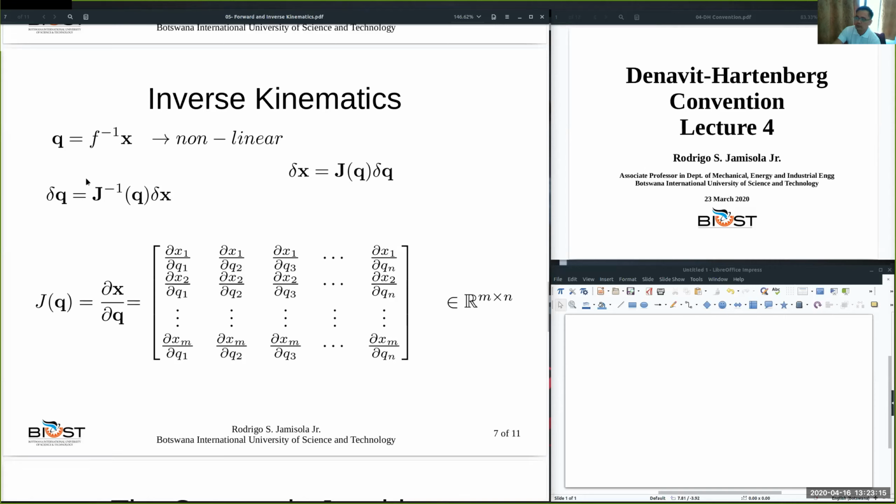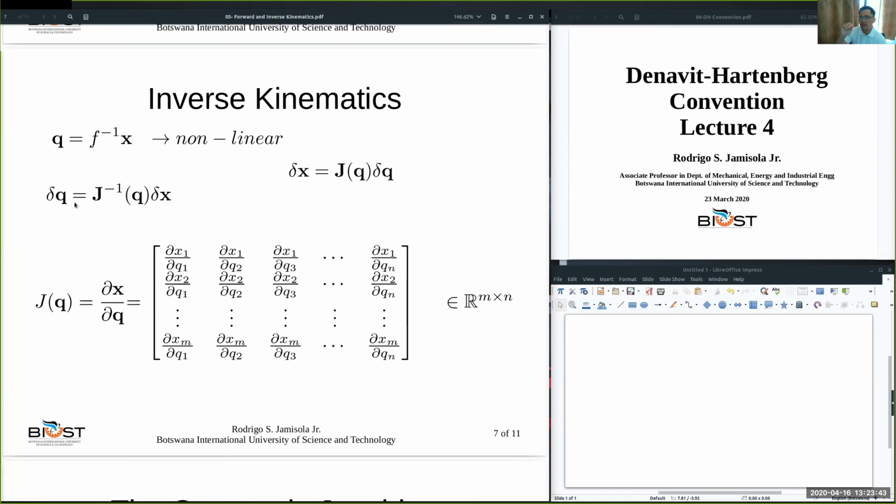And if we solve for the inverse kinematics linearity equation, so we just take the inverse of J(q) on the other side, assuming that J(q) is square. So we can take the inverse. If it's not square, we can take the pseudo inverse. And we have now the delta q. So the incremental movement delta x multiplied by the inverse of the Jacobian matrix will give us now the incremental motion of the joints.